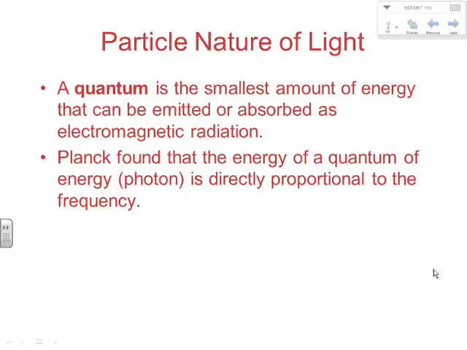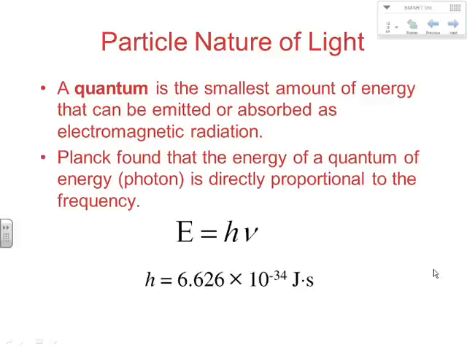Now Planck found that the energy of a quantum of light is directly proportional to the frequency by this equation. So what he was doing here was coming up with a mathematical relationship relating the frequency of electromagnetic radiation as if it was a bundle of light energy called a photon. And he could calculate the energy of that bundle of light using this equation.